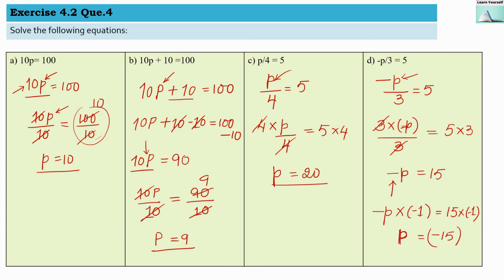Another way is that here we can multiply by minus 3. Then also we will get the same answer. But in two steps, we can solve it like this. In the first step, we have removed the division by 3. After that, we need to remove this negative sign. So we have removed the negative sign in the second step by multiplying by minus 1. So minus p into minus 1 has become plus p, equals 15 into minus 1. We got here minus 15.